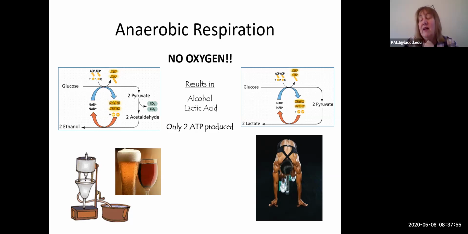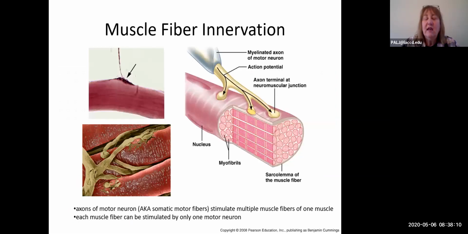So with the lack of oxygen, we have a net production of 2 ATP, plus we're going to make lactic acid. And this is going to burn and not be good for your muscles. All right, switching topics, let's back up and look at the big picture, looking at the muscles.